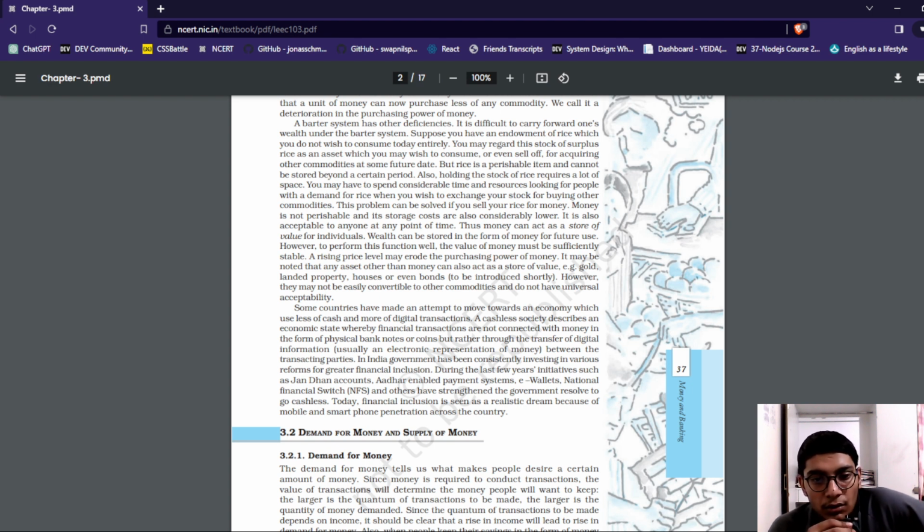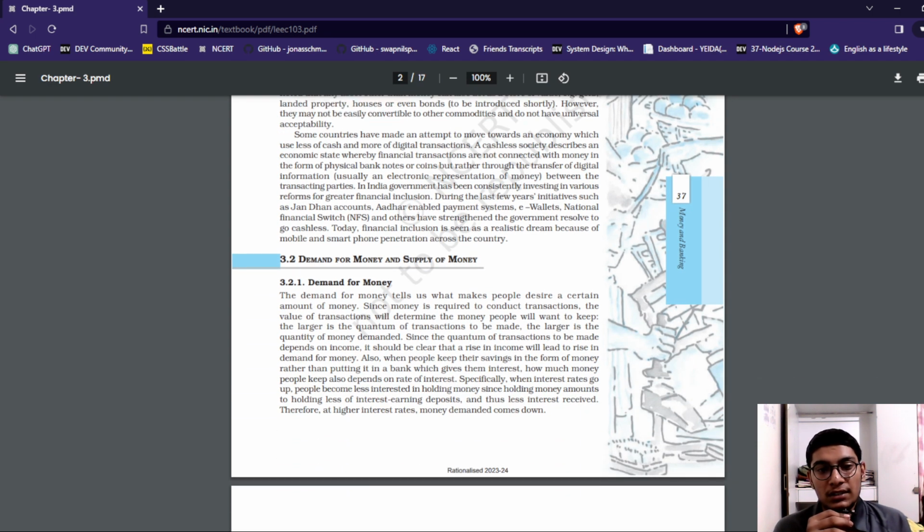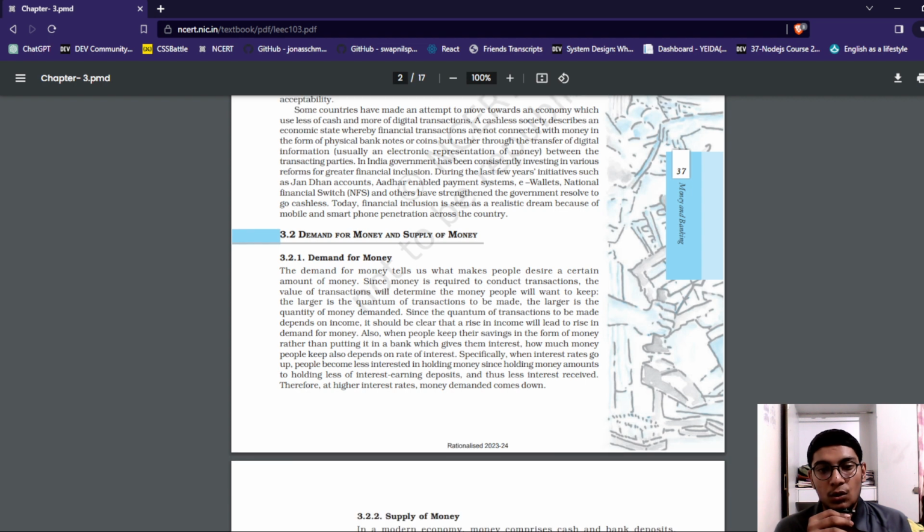Financial inclusion is seen as a realistic dream because of the mobile and smart card phone penetration across the country.